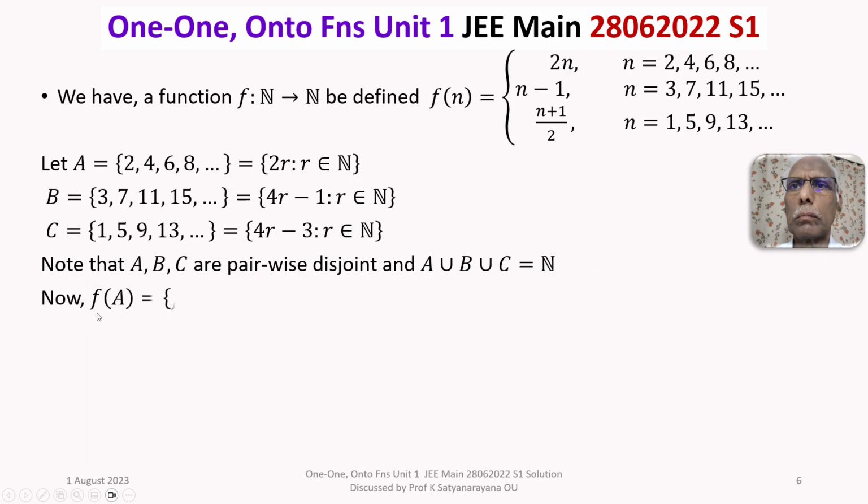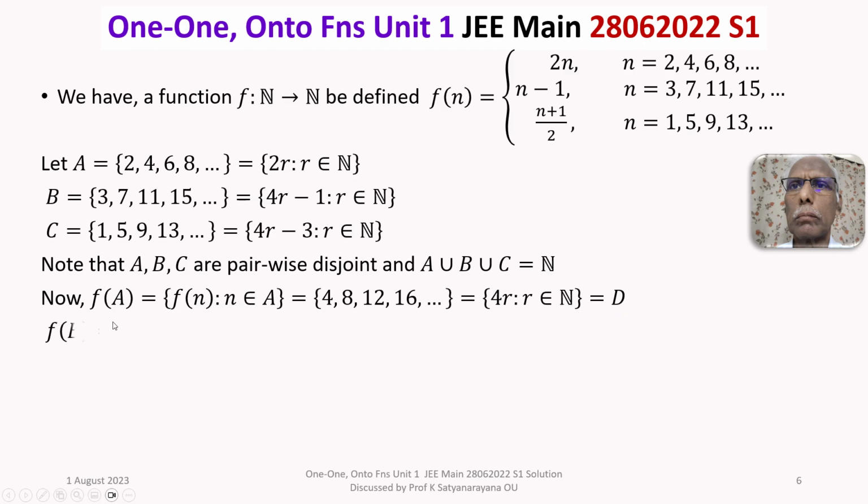Now, f of A means f of n when n belongs to A. When n belongs to A, n is 2r, and f of n is 2n, so f of 2r will be 2 times 2r, that is 4r. So 2 twos are 4, 2 fours are 8, 2 sixes are 12, 2 eights are 16, like that. Again it is an AP and the general term is 4r, r belongs to N. Let us call this set D.